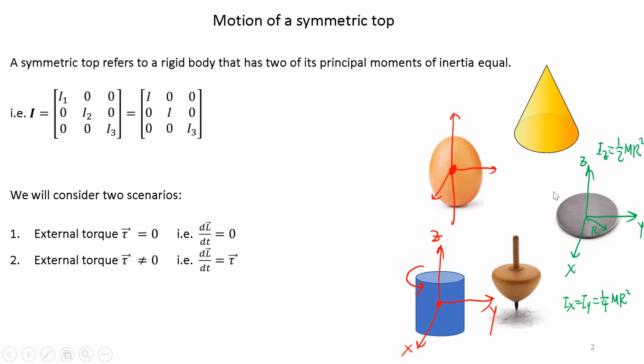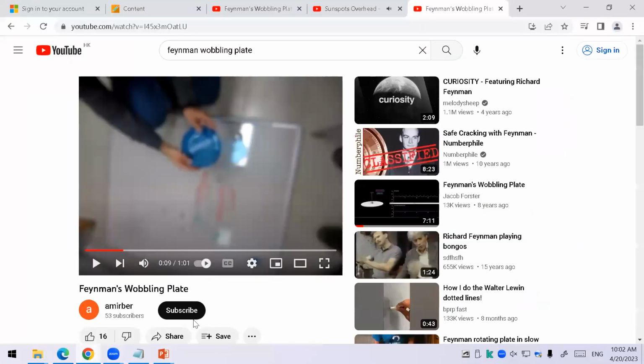So the first example we'll look at is this plate, to study the motion of this plate. In particular, we'll consider two scenarios. The first one is this plate with no external torque. That is, dL/dt is 0. So according to your common sense, you might think that probably nothing interesting is going on, right? Angular momentum is constant. However, let me show you a short video first.